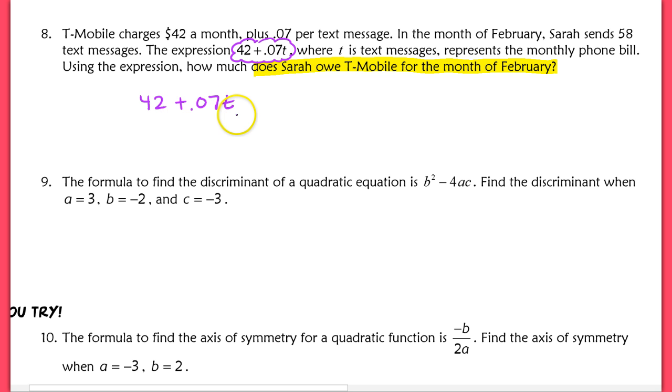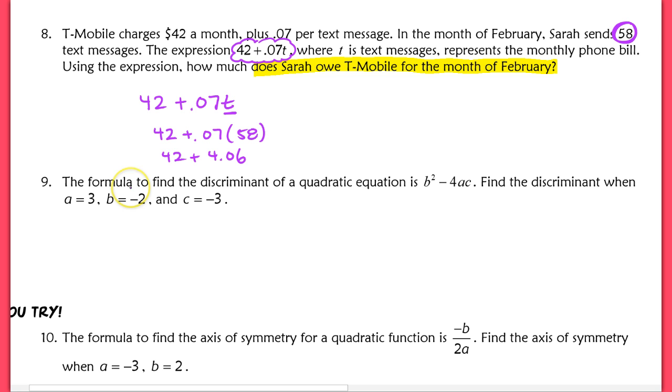And then you're going to think to yourself that T here represents the number of texts that she sends. And they tell you that she sends 58 texts. So all you need to do here is plug in 58 and then evaluate this. So we have 42 plus 0.07 times 58. So I end up with 42 plus, and if I type this into my calculator, I get $4.06, so 4.06.